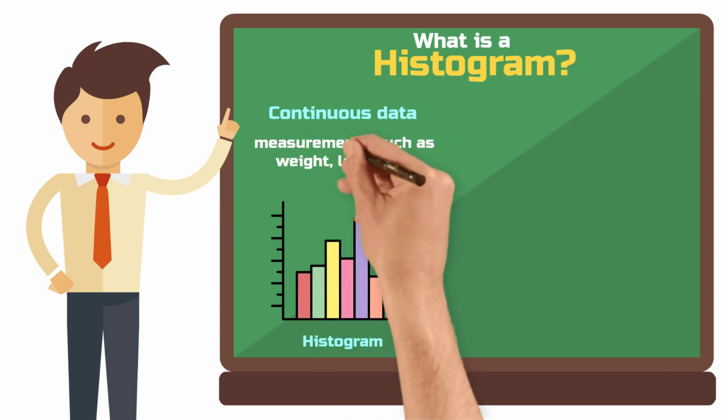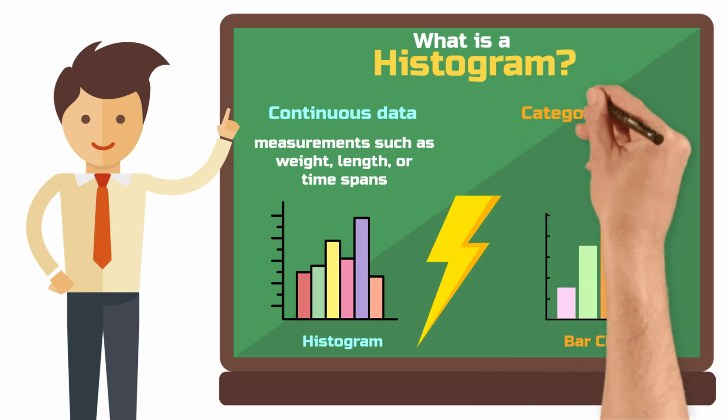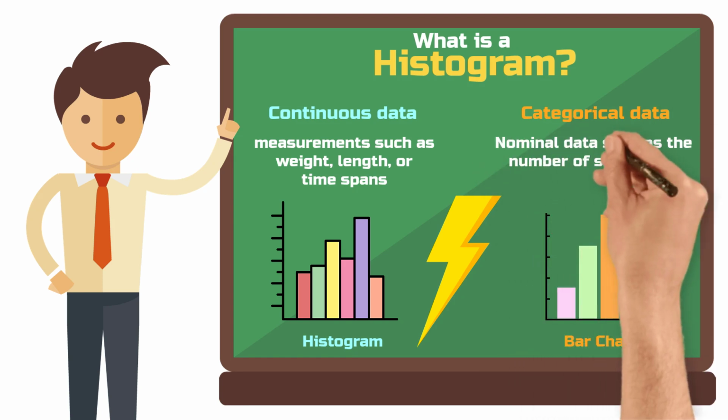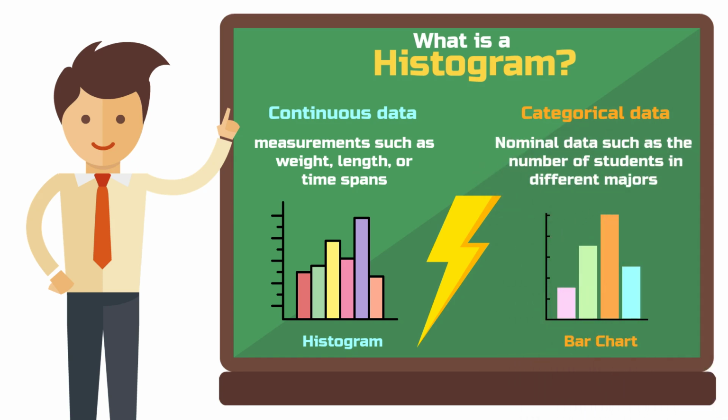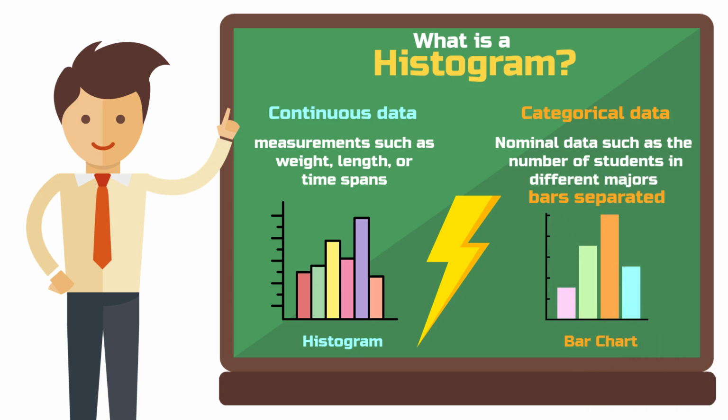categories. This is because histograms are used for continuous data, for example measurements like weight, length, or time spans. In contrast, bar charts represent categorical data. Nominal data such as the number of students in different study programs like law, psychology, or business administration. That's why bars in a bar chart are separated from each other.